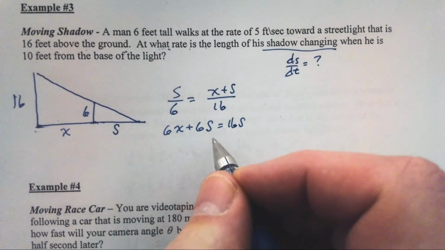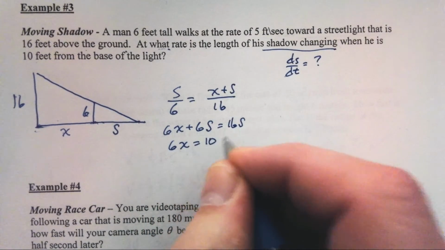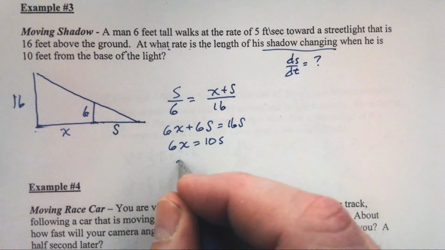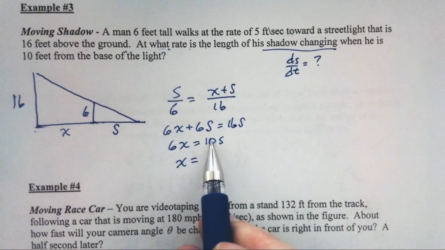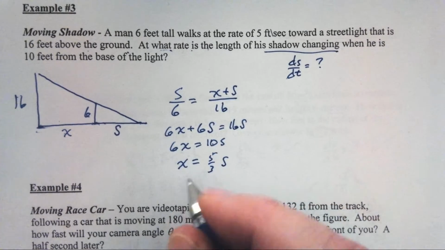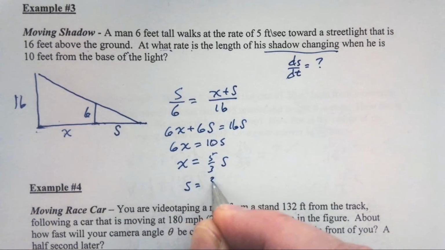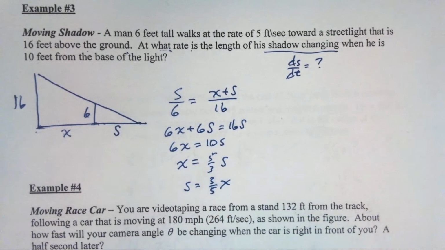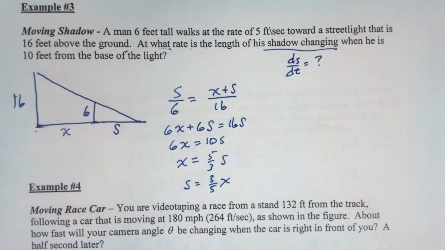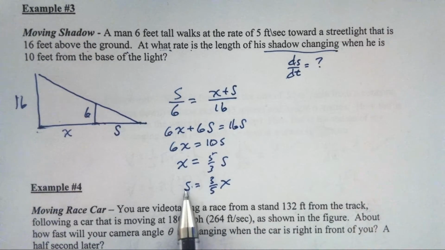I'm going to group my s's. 6x equals 10s, or I get x equals 10/6, 5/3 s, which might be useful, but as long as I'm doing it, it only takes a second. s equals 3/5 x. Okay, so I now have an equation that starts with s. This is the one I want.